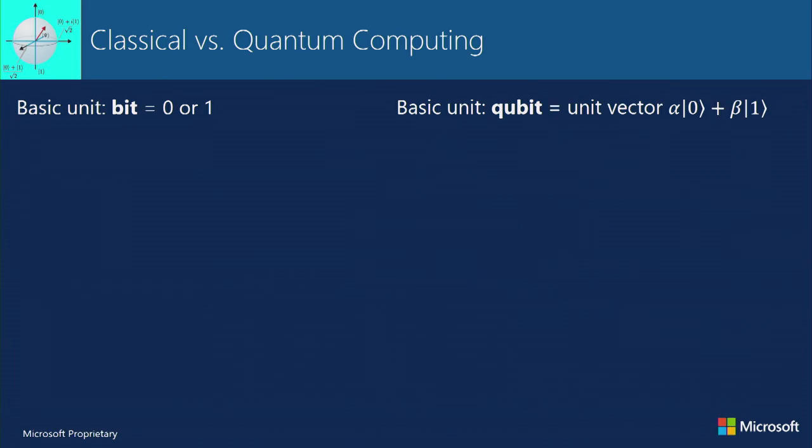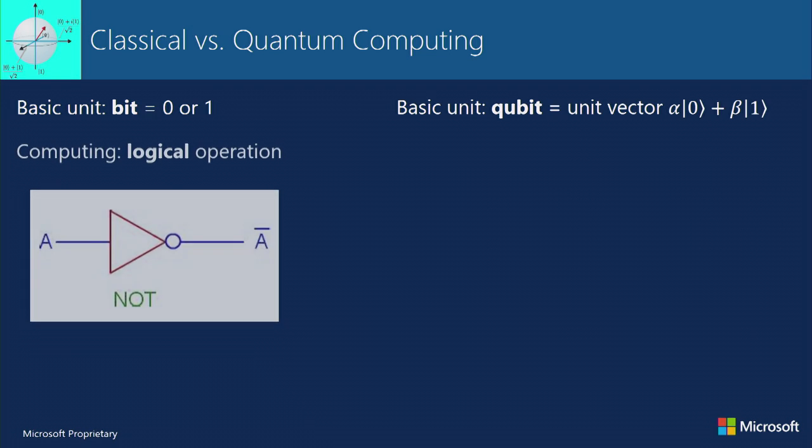So let's define some of our terms. A bit is 0 or 1, we all know that. And again, in the earlier session, a qubit is a vector that is some part 0, some part 1, and the alpha and the beta here are complex values.